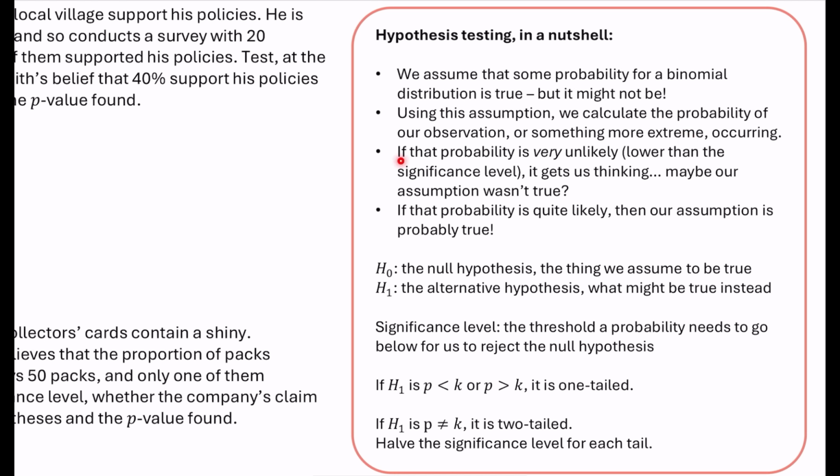And then with that probability, if that probability is very unlikely, in other words, if it's lower than the significance level, it gets us thinking, maybe our original assumption wasn't true. But if that probability is quite likely, in other words, more than the significance level, then our assumption is probably true. We don't have any evidence to say that that assumption is false.